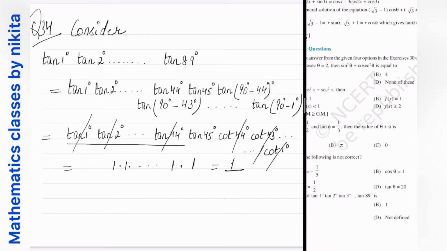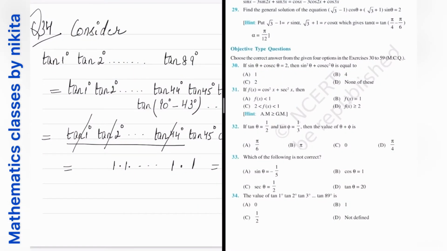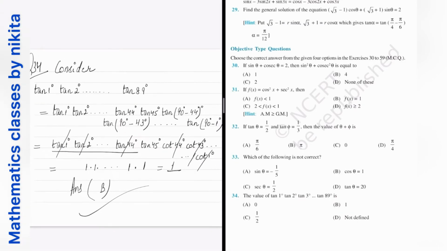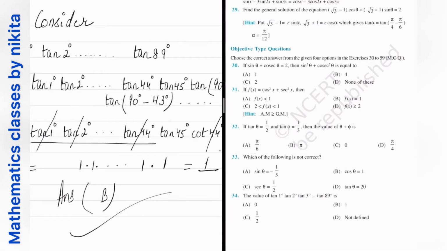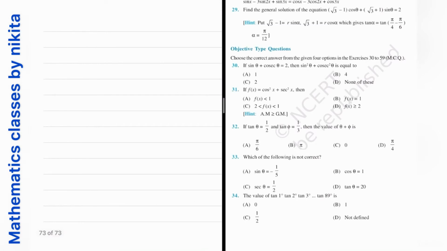So the correct answer of question number 34 is B part. So the answer for this is B part. Okay, so the way of writing we changed, and then we have cancelled out or simplified the expression. Now let's see the next question.